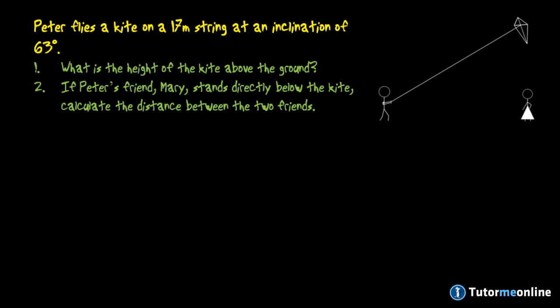Peter flies a kite on a 17-meter string at an inclination of 63 degrees. Alright, so let's have a look at the information that we have. So we know that the string from Peter to the kite is 17 meters. And we know that the inclination, which is the angle between the ground and the kite, is 63 degrees.